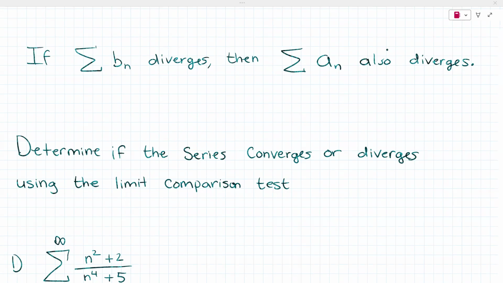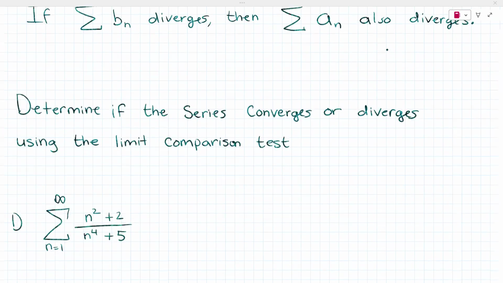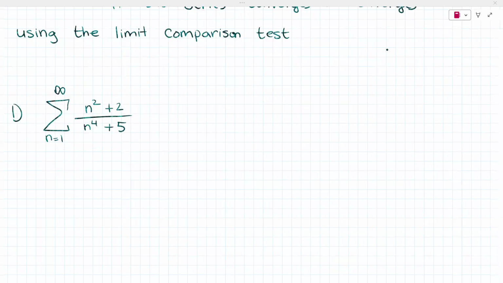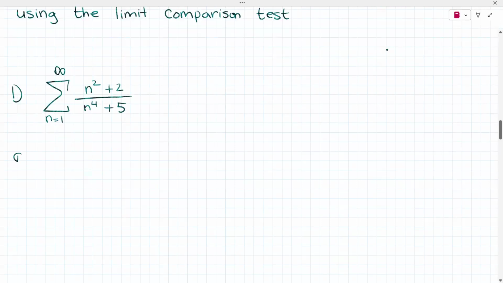Example 1 says determine if the series converges or diverges using the limit comparison test. So we have the summation of n equals 1 to infinity of (n squared plus 2) over (n fourth plus 5). So step 1, choose or create. So pick the biggest term on the top and pick the biggest term on the bottom.